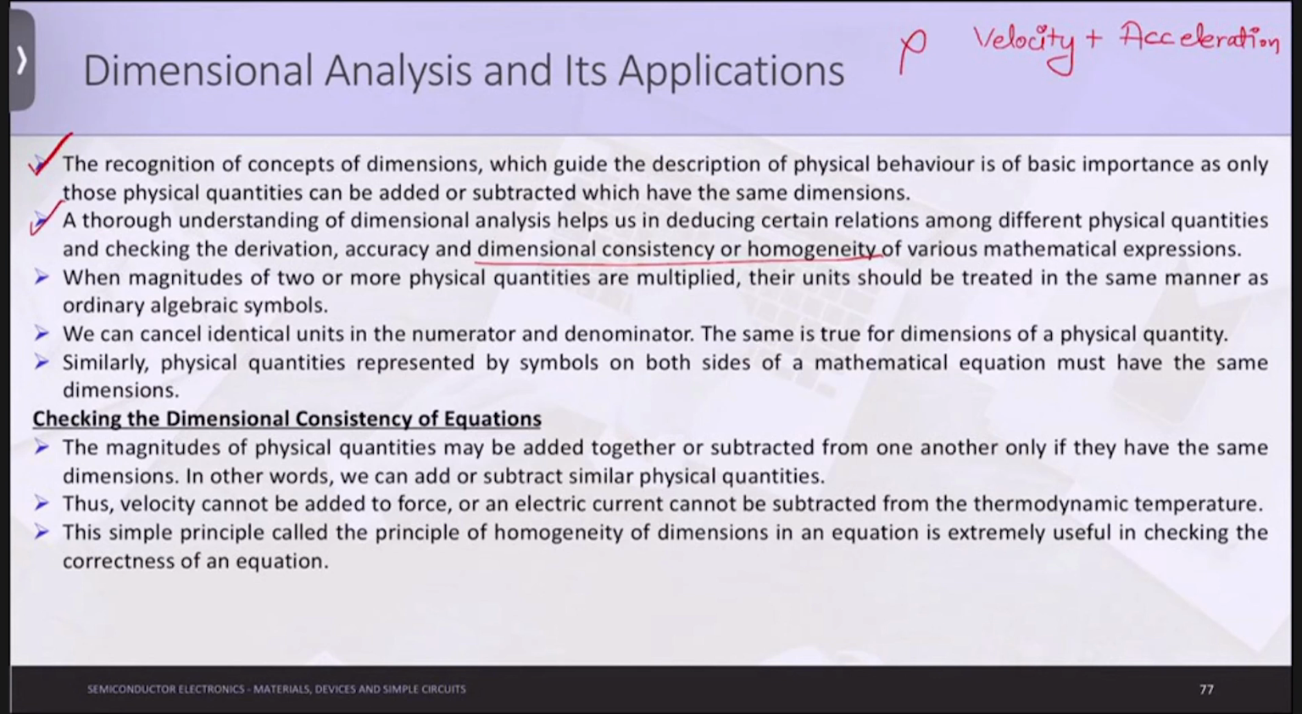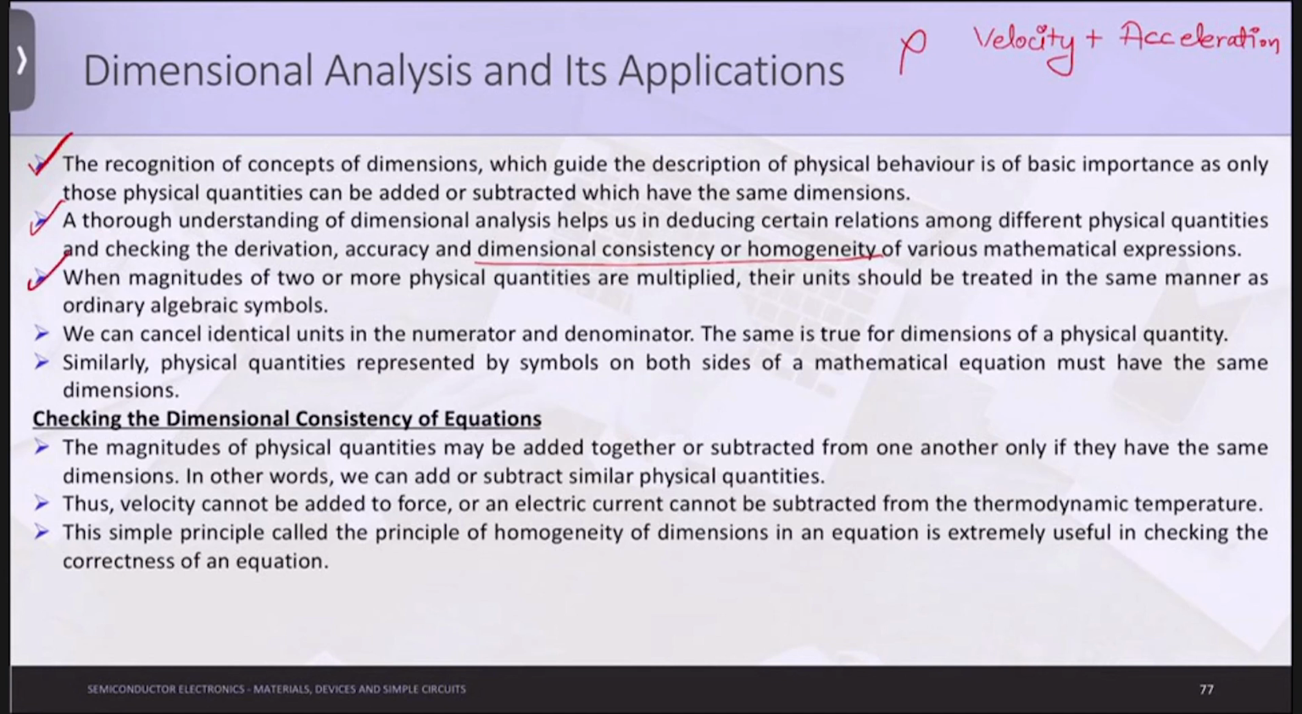That dimensional consistency, as in everything which is written on the LHS, should also be equal to the RHS. Okay, so that is how we say that the dimensions are consistent on the left hand side and right hand side. When magnitudes of two or more physical quantities are multiplied, their units should be treated in the same manner as ordinary algebraic symbols.